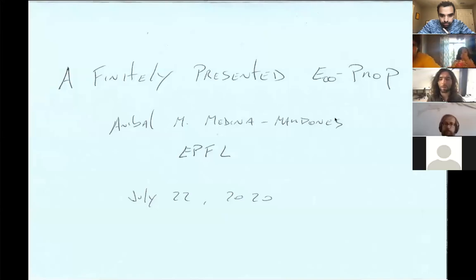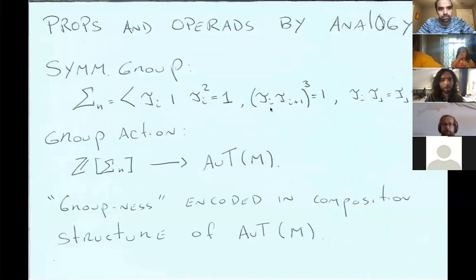So I think I would like to start by introducing or reviewing the concept of a prop, so we're all on the same page. We have here the symmetric group, and I chose to present it with a certain number of generators. You can think of those as transpositions, and those transpositions satisfy the relations that we see on the right.